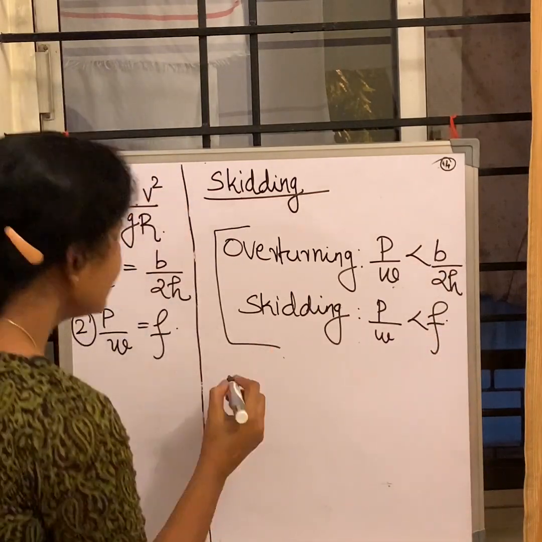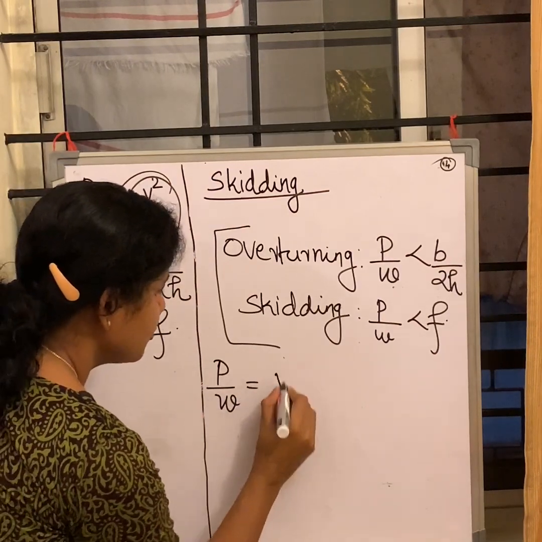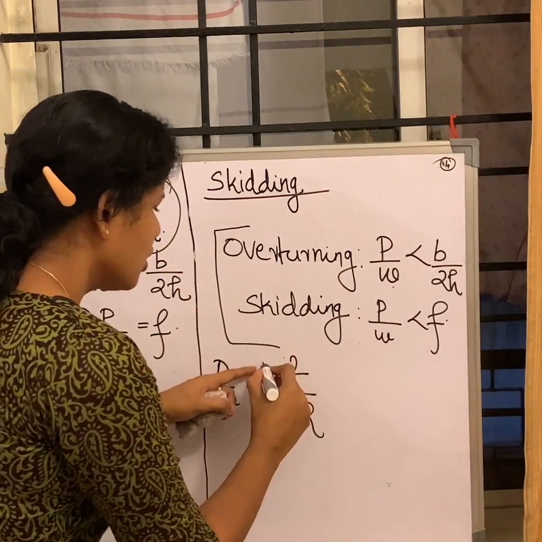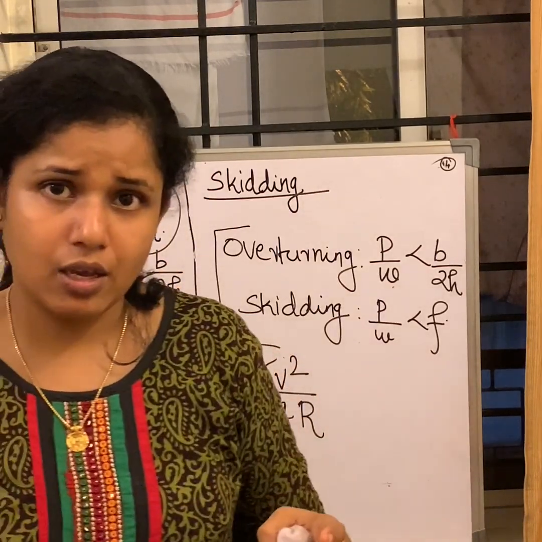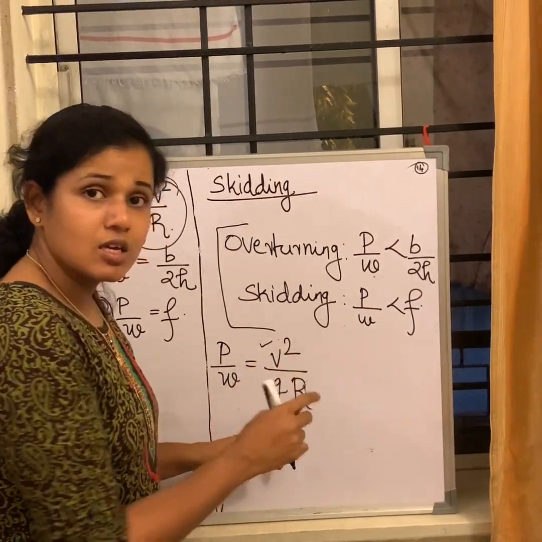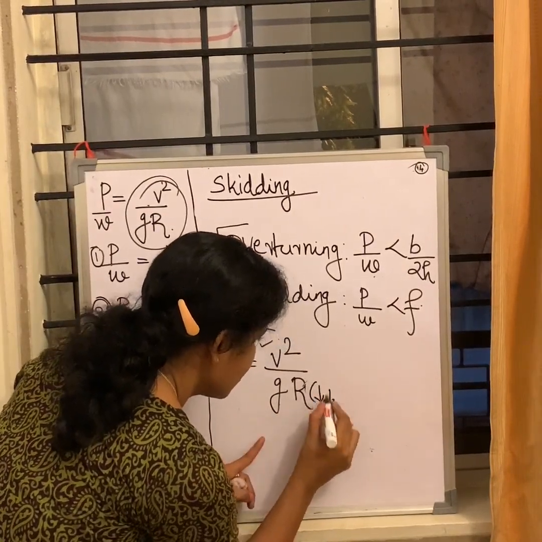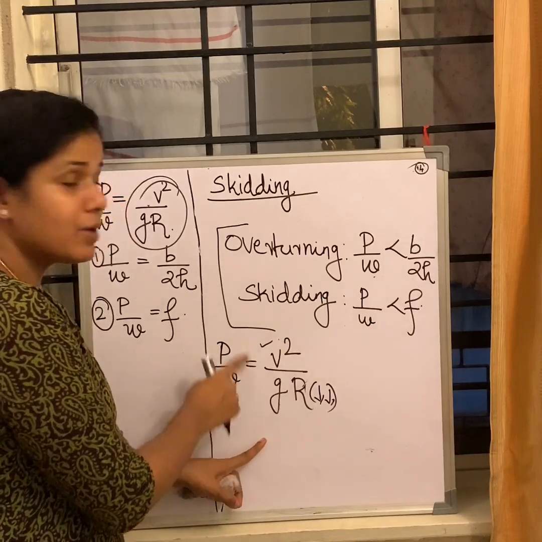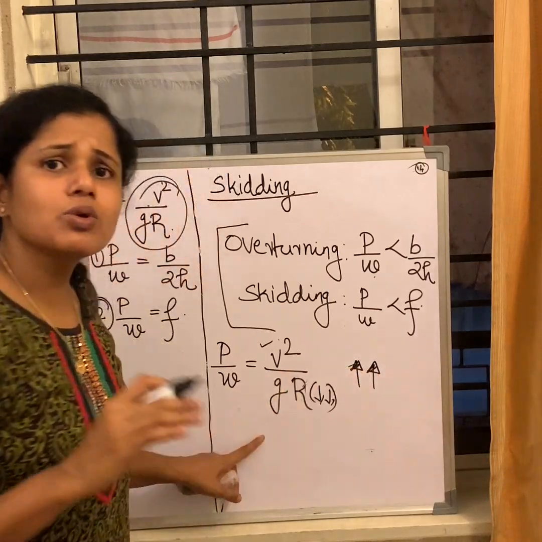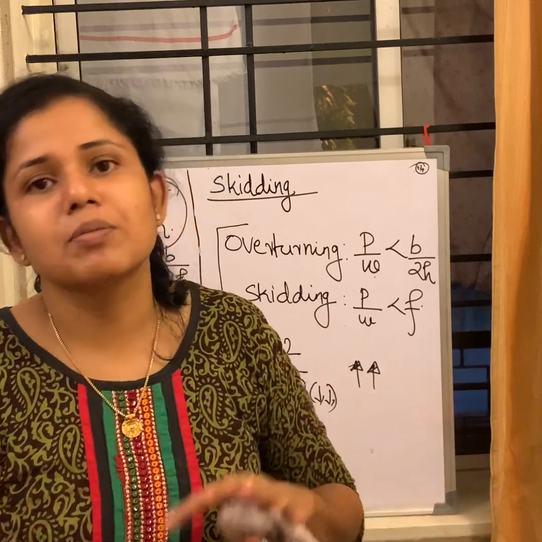Now, let's take this equation again, that is P by W is equal to V square by GR. Imagine a scenario in which the speed of the vehicle is quite high, and the radius of the curve is slightly lesser. I'm just marking it as a lesser one. So what is going to happen to your P by W ratio? It's going to increase, right? So it's going to increase to a certain extent. So there may be overturning, there may be lateral skidding.